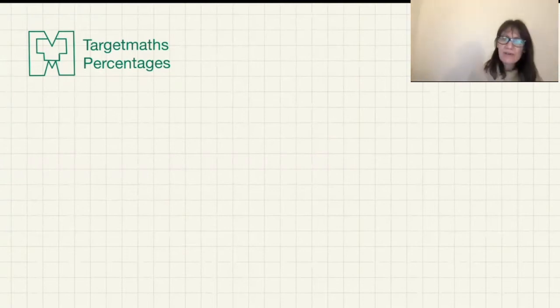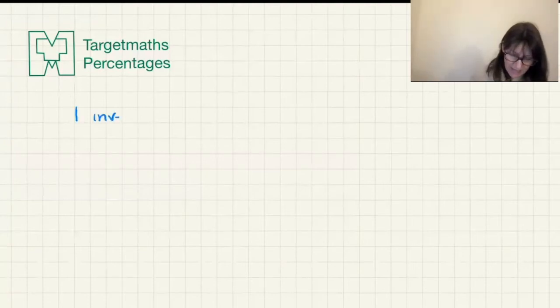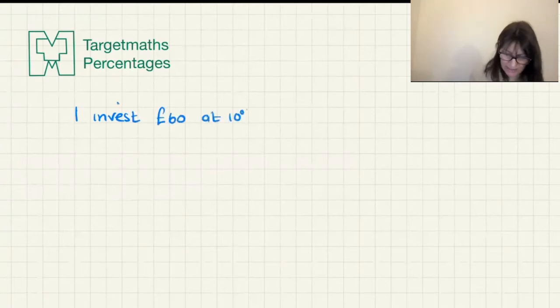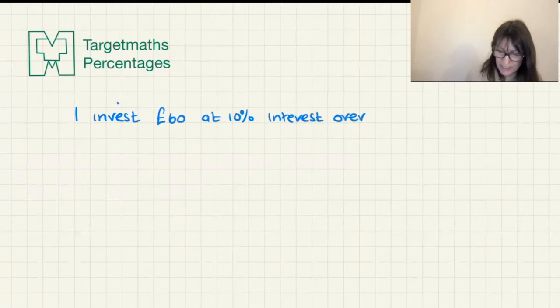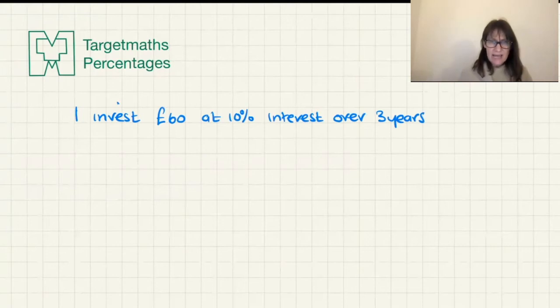So let's have a little look at what I'm talking about. I'm going to use a very simple example. I'm going to say that I invest £60 at 10% interest. We'll write interest as well, 10% interest. And we're going to do that over 3 years. Okay, so that's my basic that's going to happen.